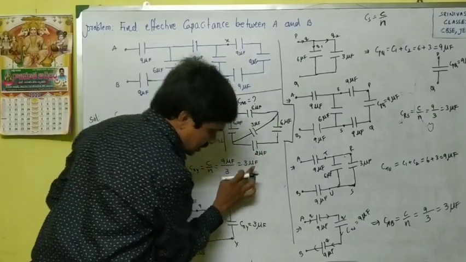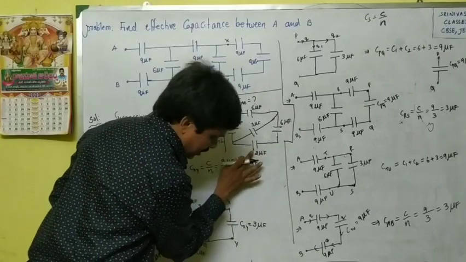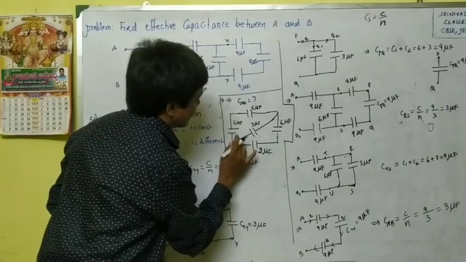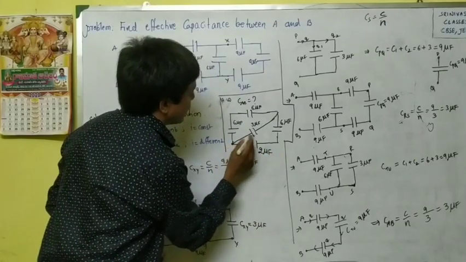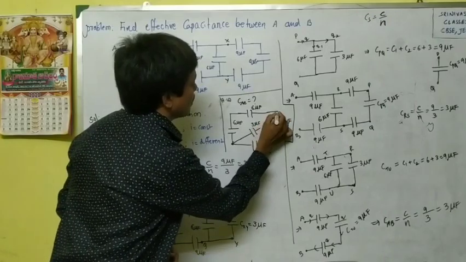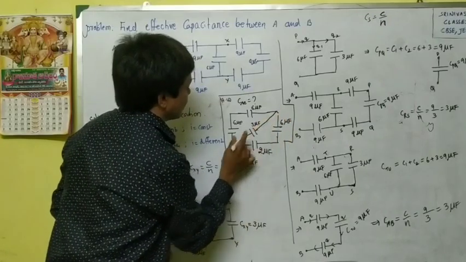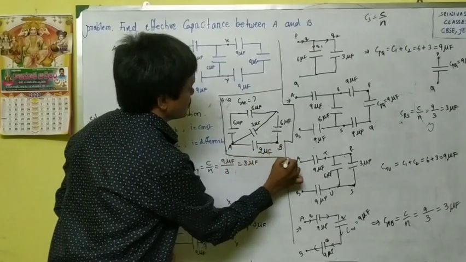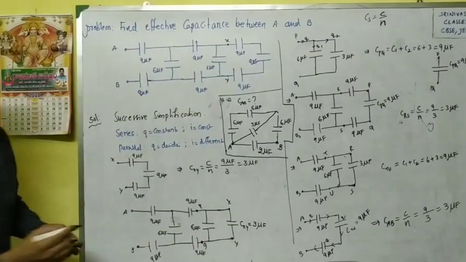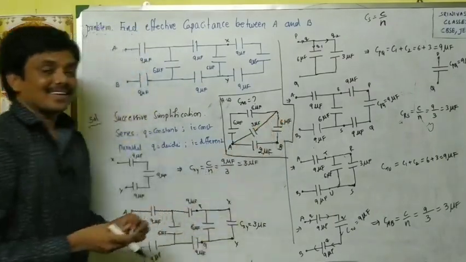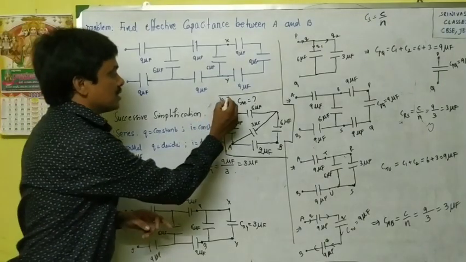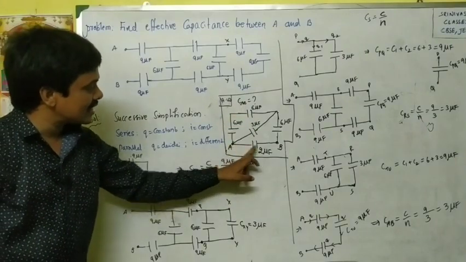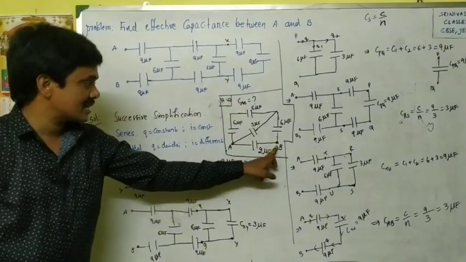6, 6, 6. This is 2 microfarad, this is 2 microfarad. This point is A and this point is B. Okay, this is my question. It was a very simple homework question, right? You can do the solution. Effective capacitance between A and B. This is A, this is B. Between A and B, effective capacitance we have to find out.